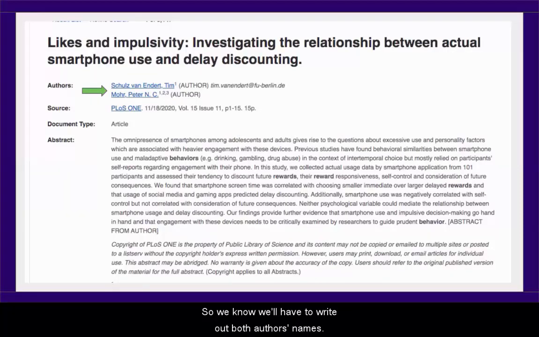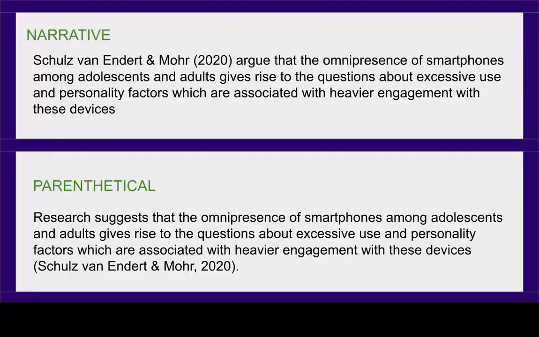So we know we'll have to write out both authors' names. We can write it as a narrative in-text citation. An example being Schultz, Van Endert, and Maurer, 2020, in parentheses, argue that the omnipresence of smartphones among adolescents and adults give rise to the questions about excessive use and personality factors which are associated with heavier engagement with these devices. As you can see, the names of the authors are incorporated into the sentence structure.